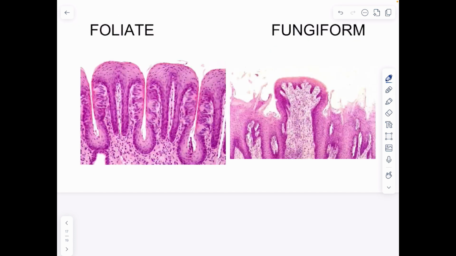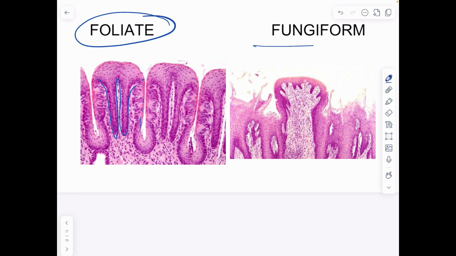Now another one is the foliate papillae. Whenever you see parallel ridges like this, which are more prominent in infants, and the taste buds are present on the lateral margins, this is how you will identify a foliate papilla. The function is again taste. So obviously the taste buds would be present in this case.